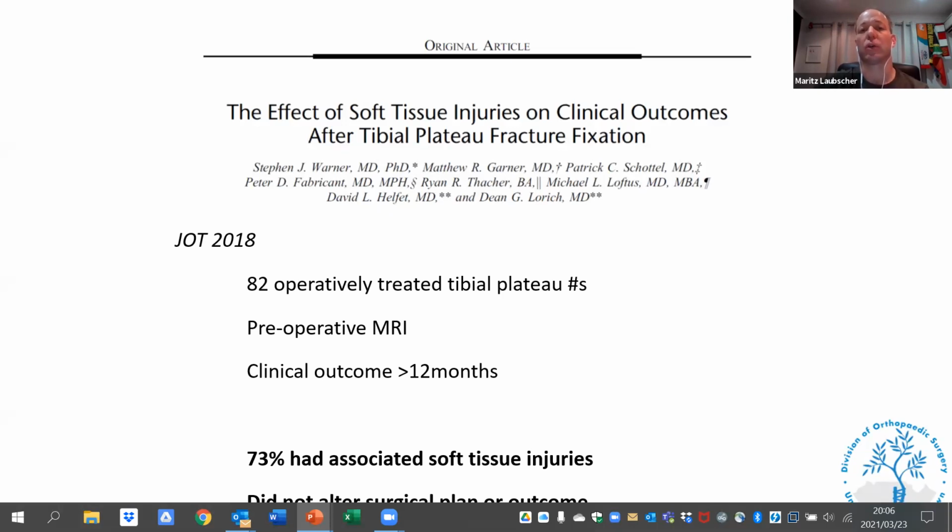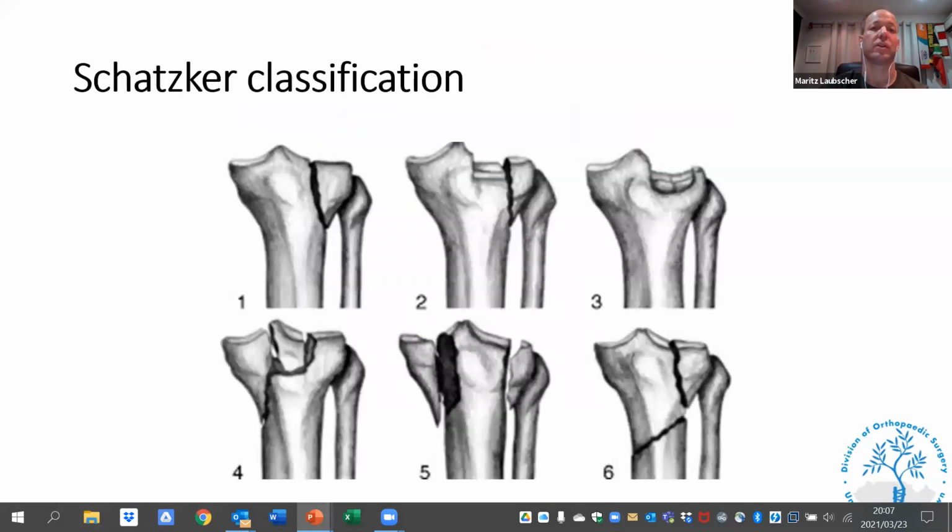And with the soft tissue injuries associated with the tibial plateau fracture, especially the ligamentous injuries, you mostly don't have to address that with the initial injury, except for meniscal injuries.